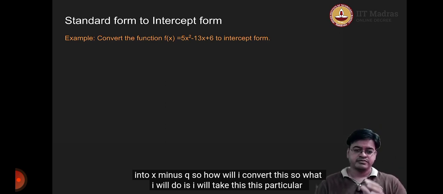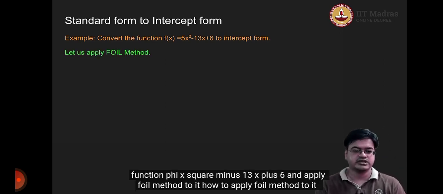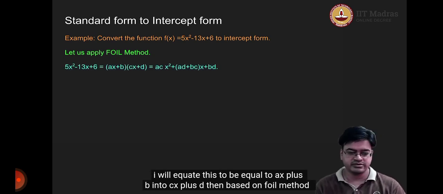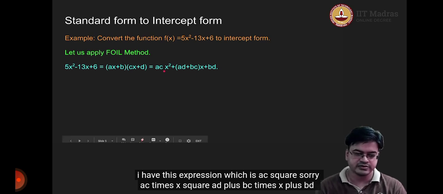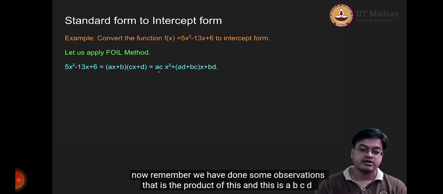So how will I convert this? I will take this particular function, 5x square minus 13x plus 6, and apply the FOIL method to it. How to apply the FOIL method to it? I will equate this to ax plus b into cx plus d. Then, based on the FOIL method, I have this expression, which is ac times x square plus ad plus bc times x plus bd.